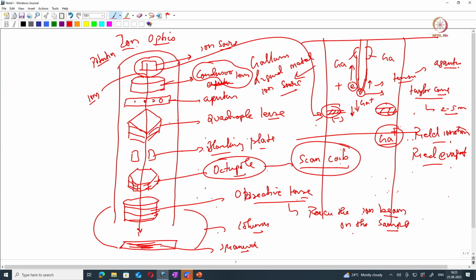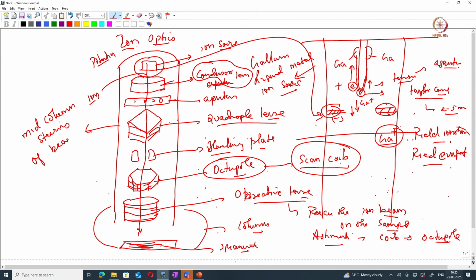Okay, and the astigmatism is corrected by the coils which are present in the octopole. Okay, so what is the function of quadrupole lenses? Quadrupole functions: this is used for the mid column steering of the beam during alignment.